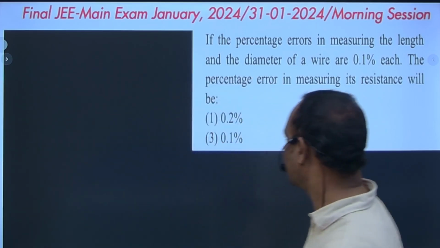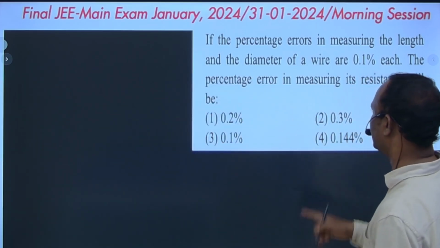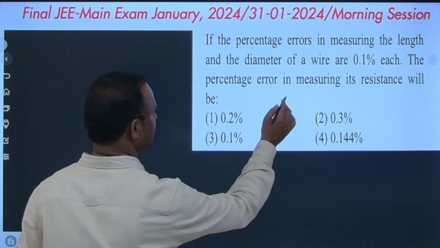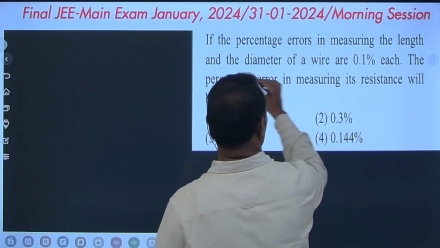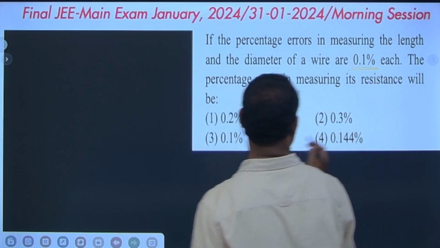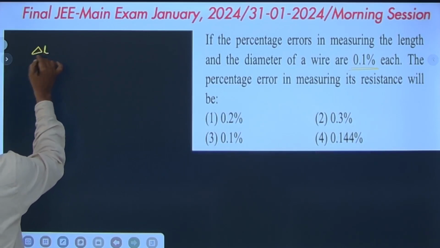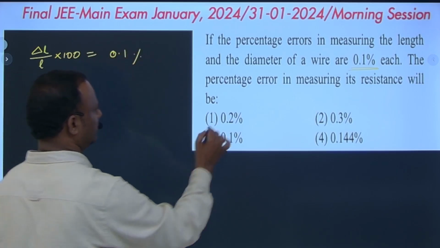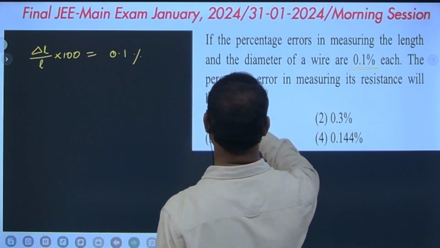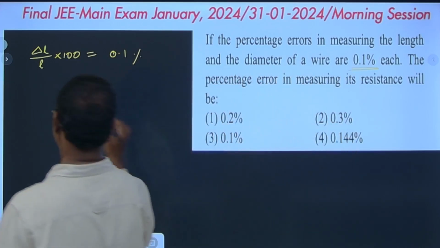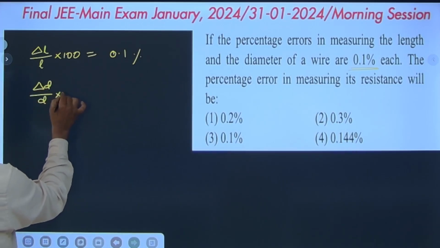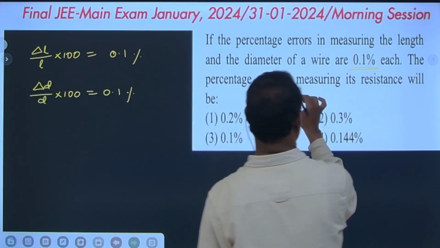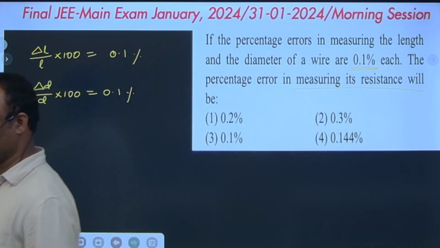Here is the next question. If the percentage errors in measuring the length and diameter of a wire are given, the length is measured with delta L by L into 100 equal to 0.1%. And the percentage error in measuring the diameter, delta d by d into 100, is equal to 0.1%. Next, it is asking about the percentage error in measuring resistance.